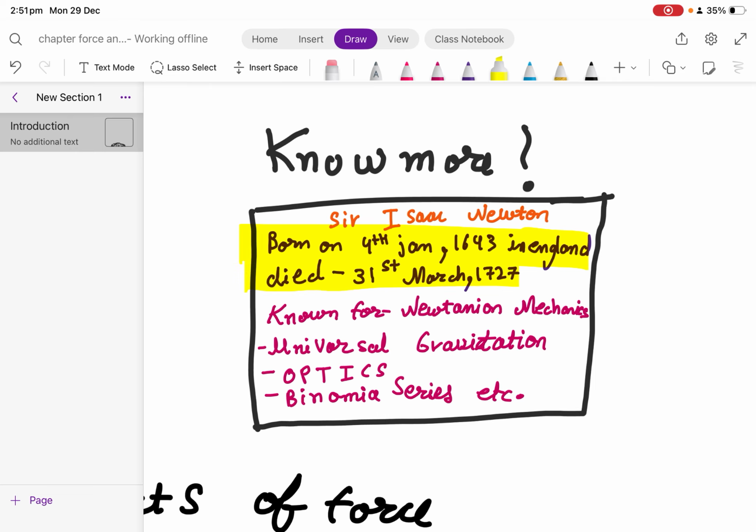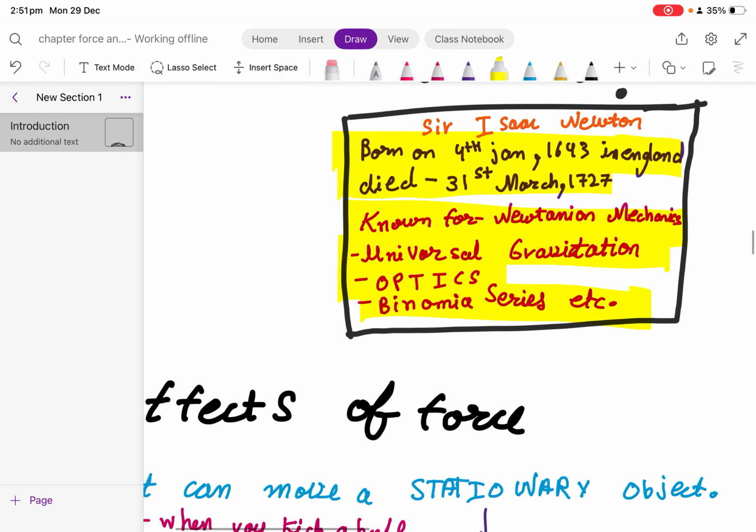And why am I telling you this? Because he made a great contribution in the world of force and pressure. He is known for Newtonian mechanics, universal gravitation, and optics. Yes, optics is the study of light. We'll discuss that in class 10th and 12th, and also in 8th at the last chapter, because the last chapter is light. And one last is the binomial series, etc.